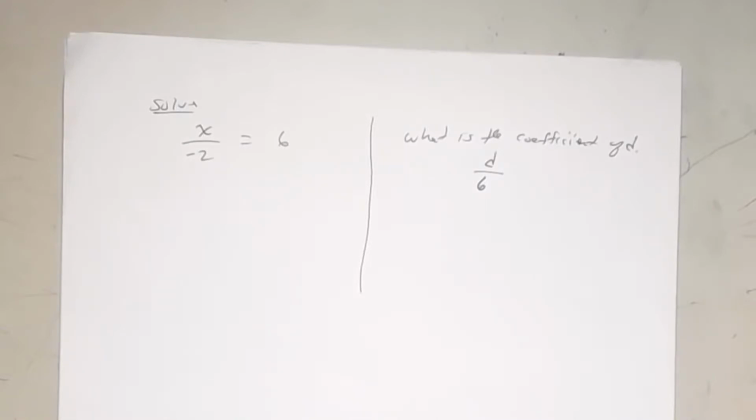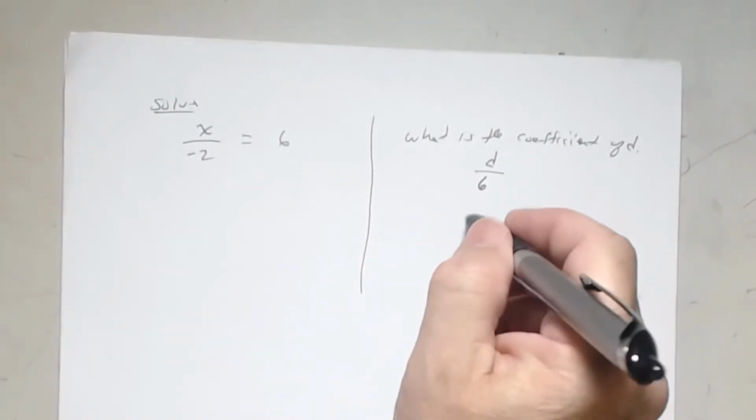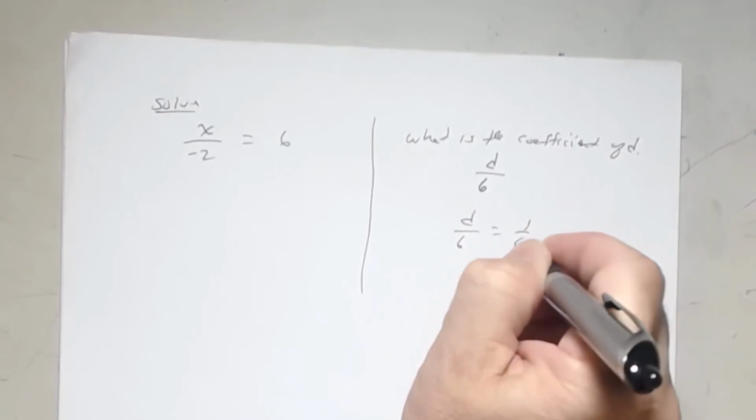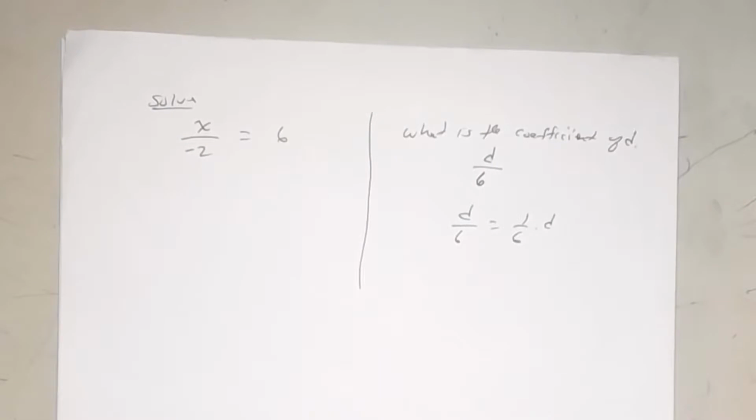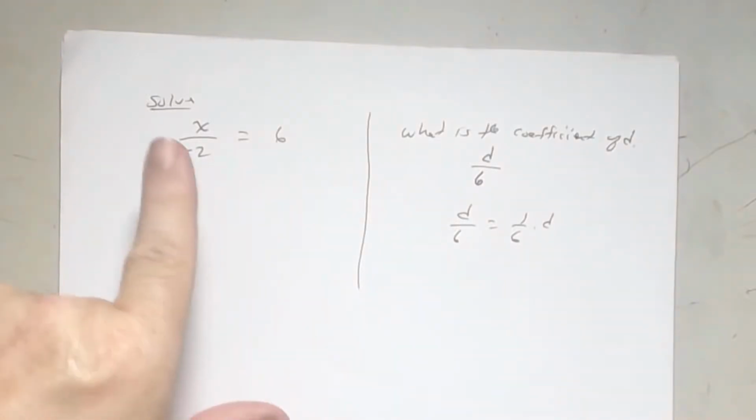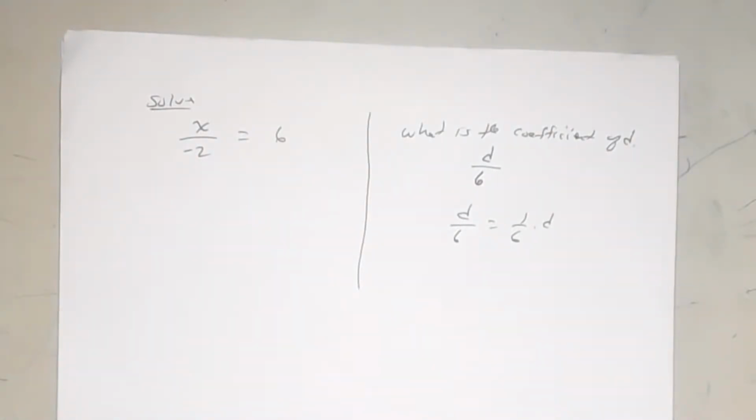We talked about that because you can write d over 6 or d divided by 6 as 1/6 times d. That and this are the same thing. So the coefficient of d is not 1, it's what? 1/6. Okay? So what's the coefficient of x right here? Negative 1/2. You see, we just talked about that. Some of you still said 1. It's not 1, it's 1 over negative 2 or negative 1/2.